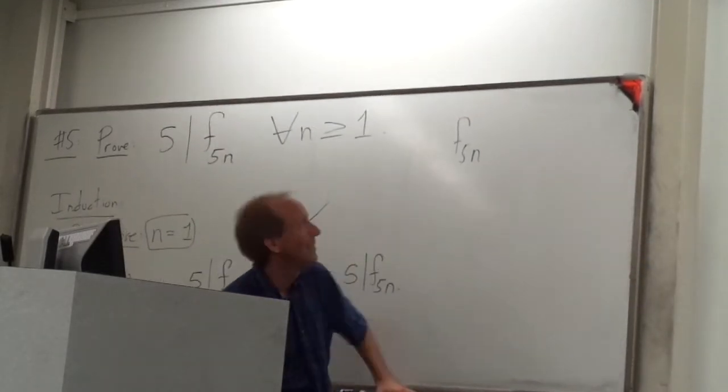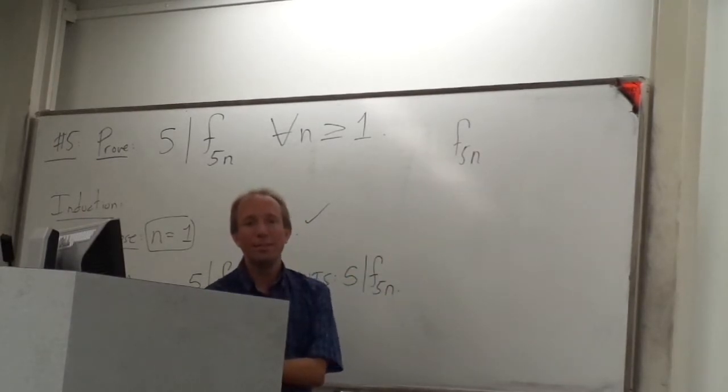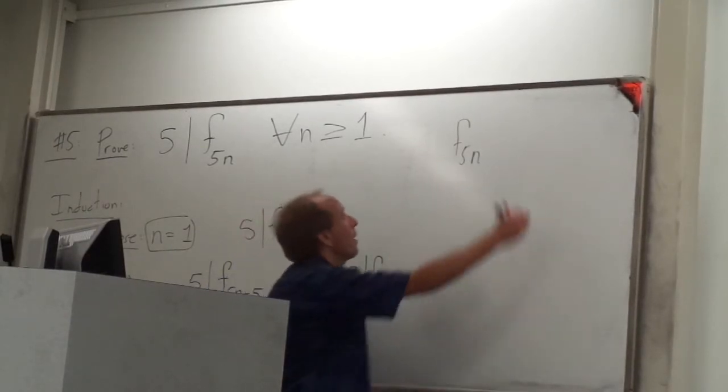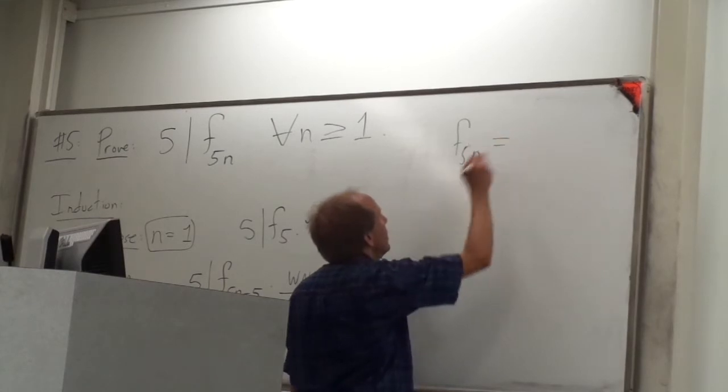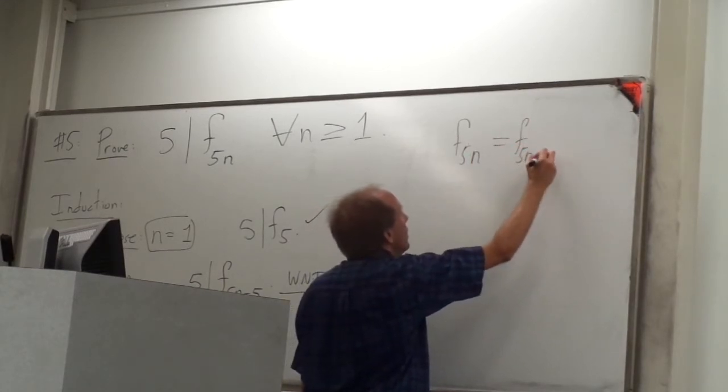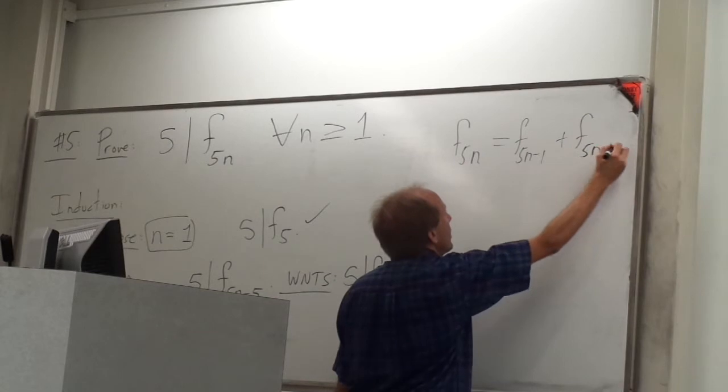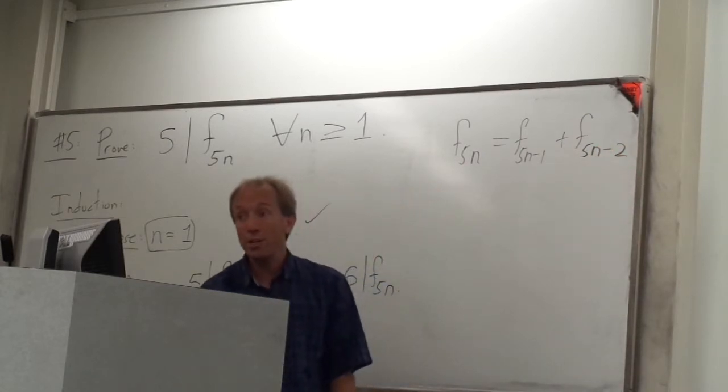Oh, well, from the basic second order recurrence for Fibonacci's, we know f sub 5n is equal to f sub 5n minus 1 plus f sub 5n minus 2. Very good. That's just the recurrence relation for the Fibonacci numbers, right?